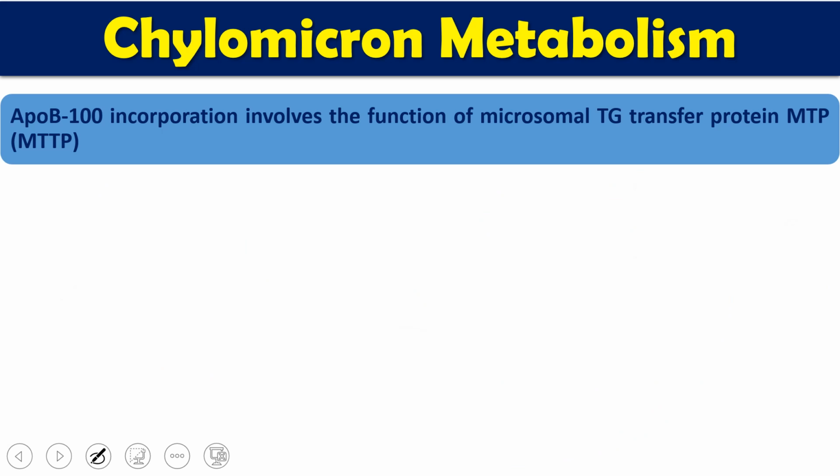So ApoB100 incorporation: in the case of VLDL it is B100, or in the case of chylomicron it is B48. So the nascent chylomicron has B48, and nascent VLDL has B100. There, one of the proteins involved is called microsomal triglyceride transfer protein, MTP or MTTP, which helps in the incorporation of B100 or B48 into the nascent VLDL and chylomicron.